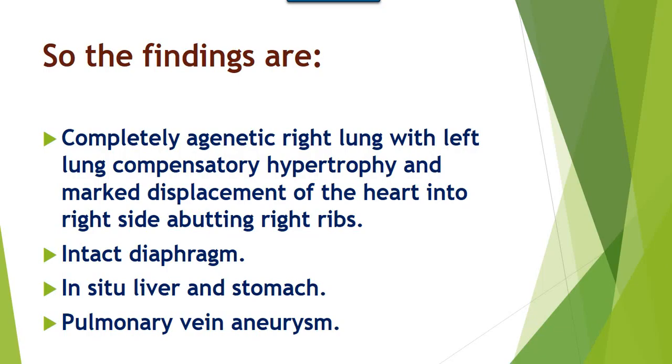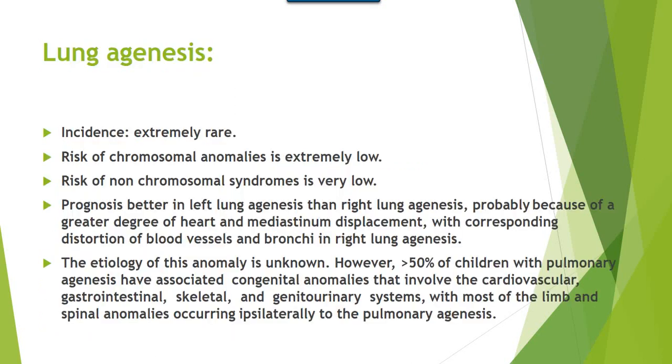So the findings are completely agenetic right lung with left lung compensatory hypertrophy and the marked displacement of the heart into the right side, abutting the right ribs, with intact diaphragm and in situ liver and stomach, with umbilical vein aneurysm.